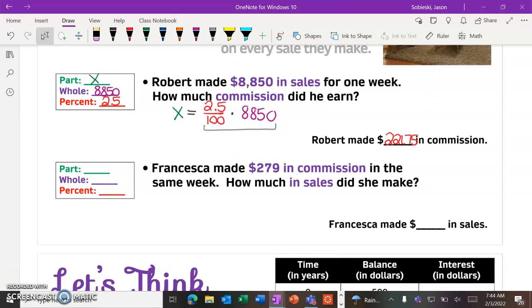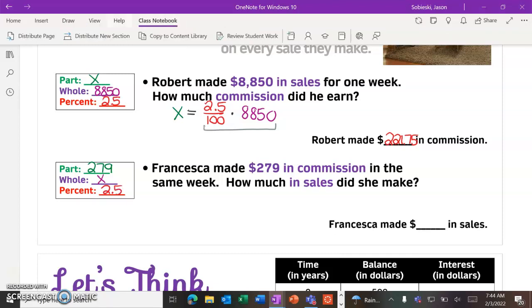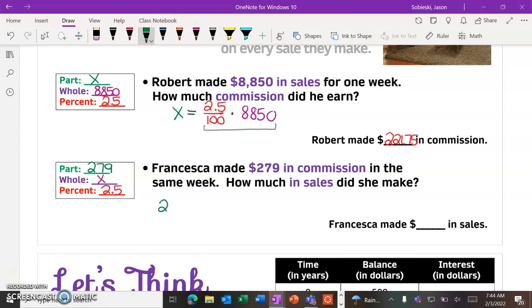Okay, but what if we wanted to think about it the other way? Francesca made $279 in commission, and we want to figure out what she made in sales to earn that amount of money. So instead of knowing the whole, we actually know the part in this case, right? We know the commission was worth $279. The whole is what we're solving for, and it's the same store, so the commission rate, the percentage, is still the same. When we go to set up our equation, it just looks a little bit different, but it's still the same process. We're going to start with 279 equals 2.5 over 100 times x in this case.